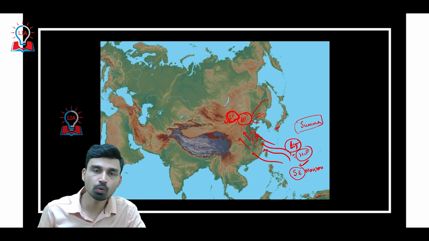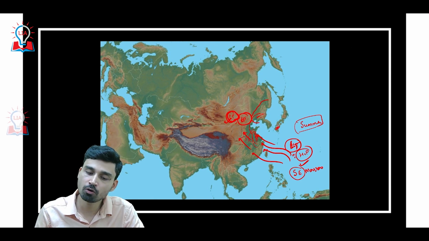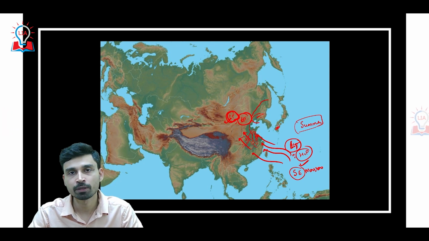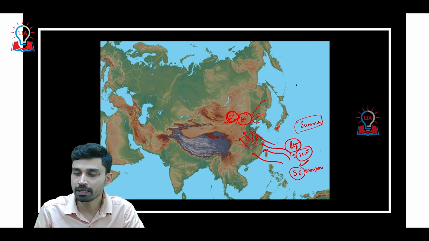And since they are coming from the ocean, they carry with themselves a large volume of moisture, a large amount of water vapor, which upon condensation causes precipitation, causes rainfall in this interior part of China. So this is the situation that exists during the time of summer. Now let us see what will happen during winter. The same phenomenon will happen.